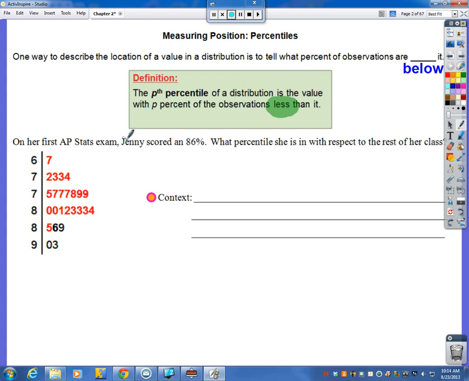So on her first AP Stats exam, Jenny scored an 86%. What percentile is she in with respect to the rest of her class? Here's a split stem plot, and here's her 86 right there. If we're talking about the percent of individuals that fall below her, let's see how many scores there were below her. There was an 85, so there's 2, 3, 4, 5, 6, 7, 8, 9, 10, 11, 12, 13, 14, 15, 16, 17, 18, 19, 20, 21 scores below Jenny.